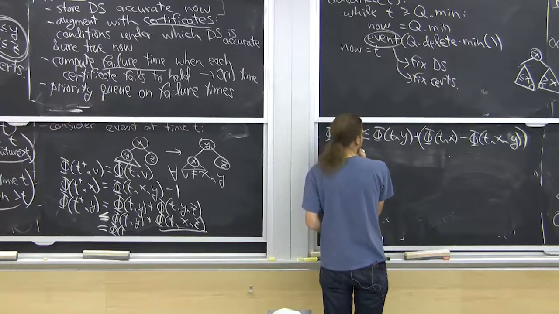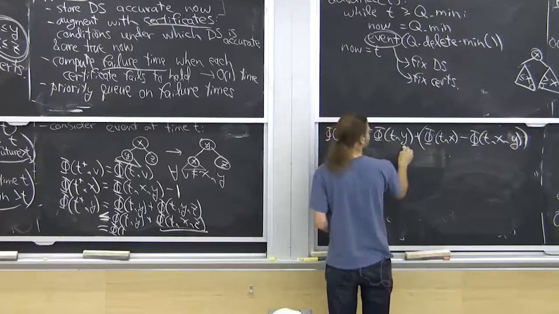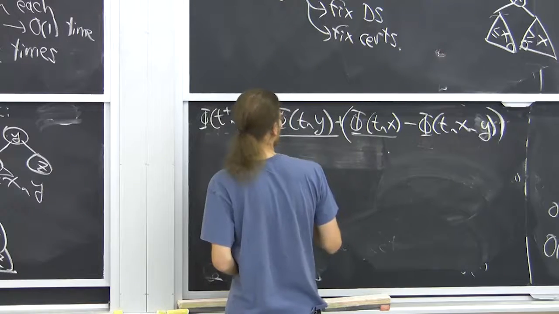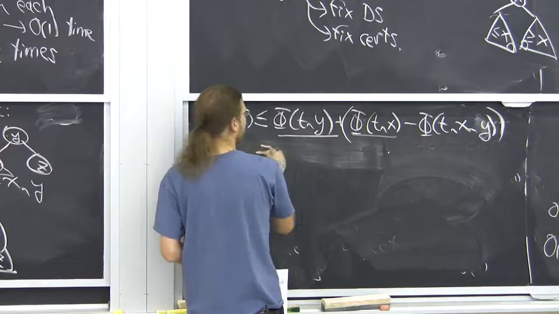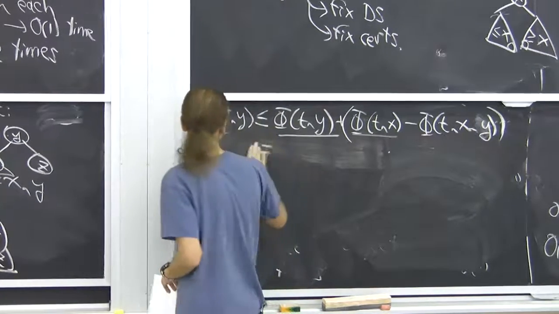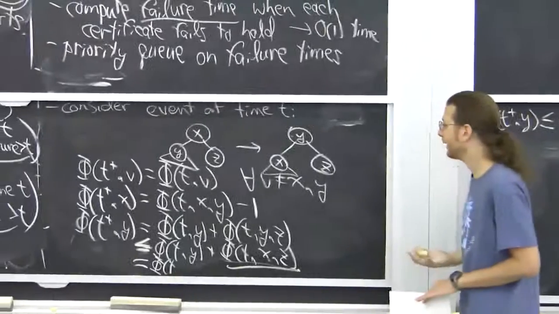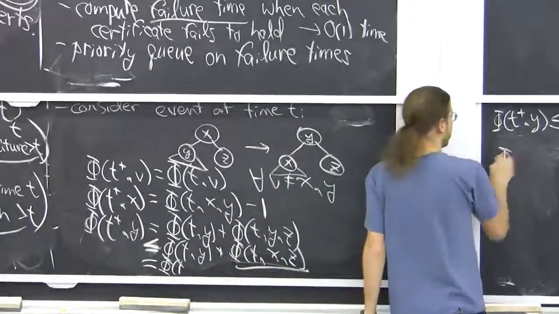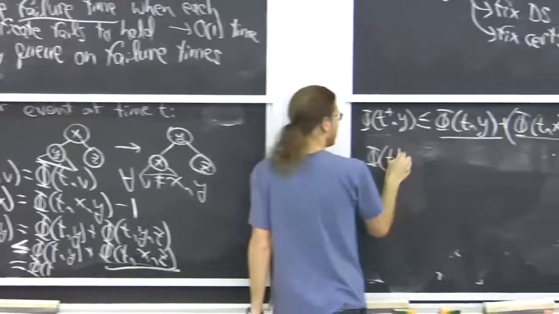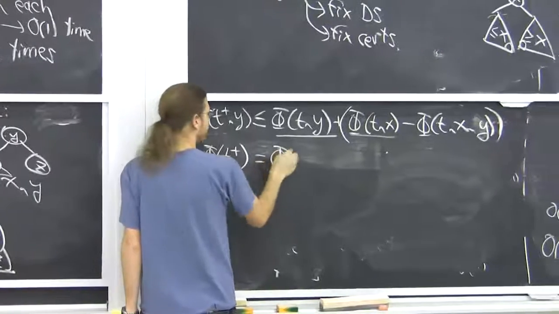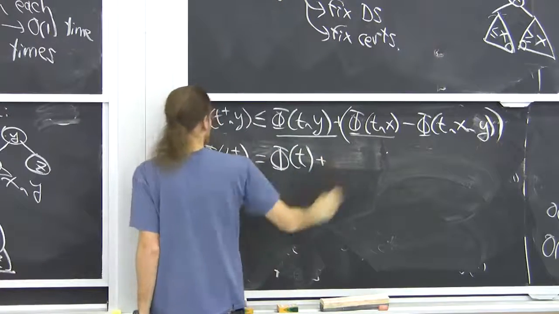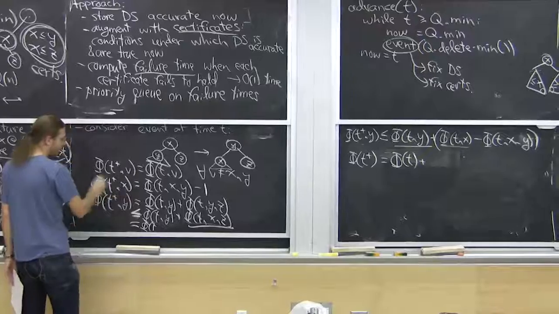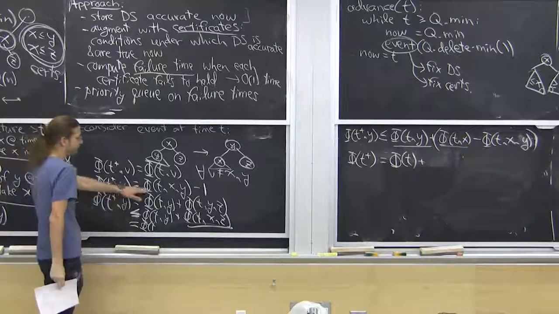Now, do things simplify? I hope so. Phi of t y. These two things. OK, not so pretty. What we care about is the sum of these things. We care about the sum, the overall potential. So we want phi of t plus, which is phi of t plus something. How does phi of t prime x change? Well, it went down a lot. It went all the way down to phi of t x y.